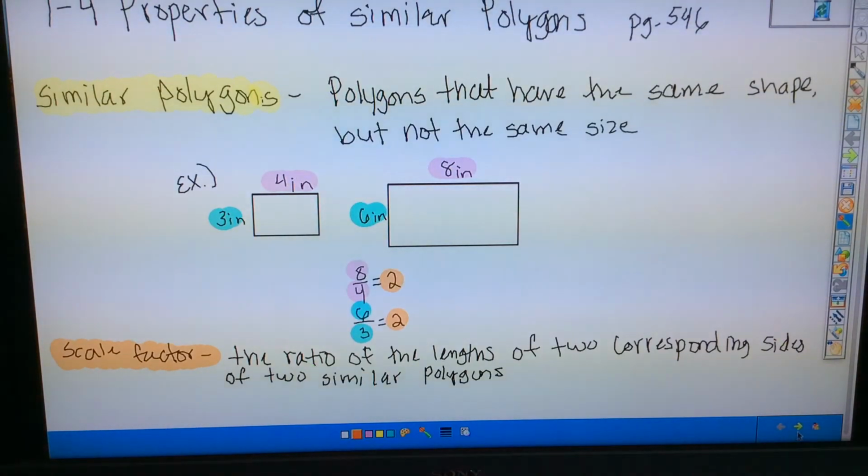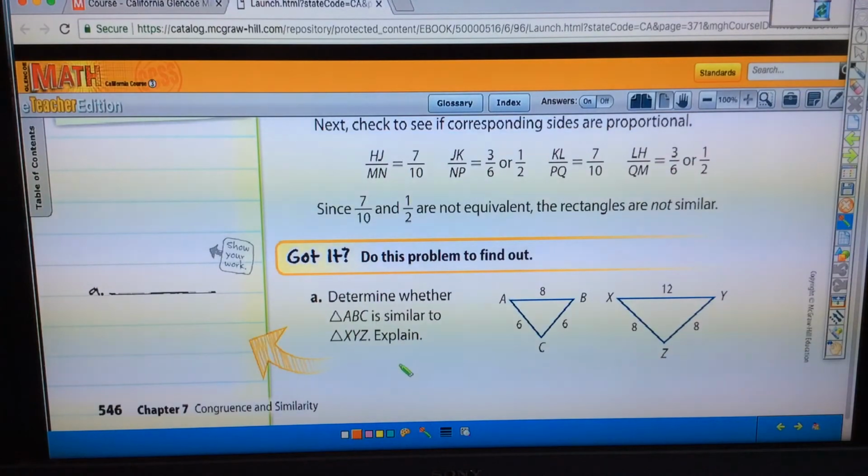Okay. Let's go ahead and take a look at example A, where you have two triangles, and really the name of the game here is you have to put like with like. So I have AB is 8 and XY is 12. AC and BC are both 6. XZ and YZ are both 8. I'm just going to write two different ratios here since the same dimensions occur twice. I don't need to do this 3 times. I can just do it twice.